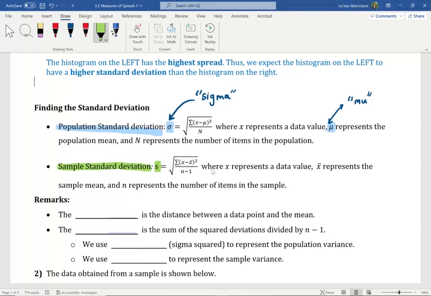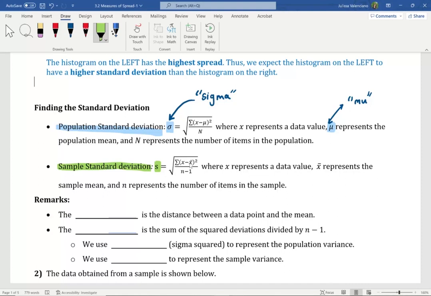Here, x represents a data value, x bar represents the sample mean, and n represents the number of items in the sample. We're going to take each of our x values and subtract x bar. Then we're going to take the square of that expression. Once you do that for each x value, you're going to add all those squares, and then divide by n minus 1. Once you get that value, you're going to take the square root of that value.